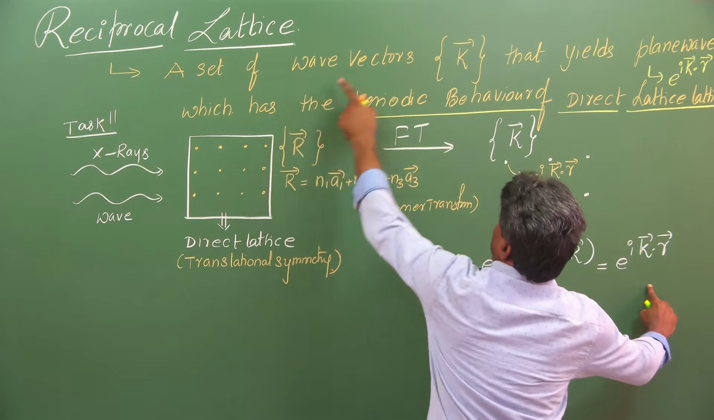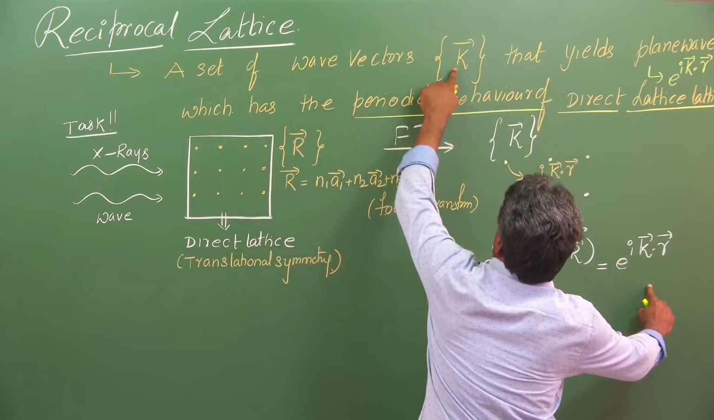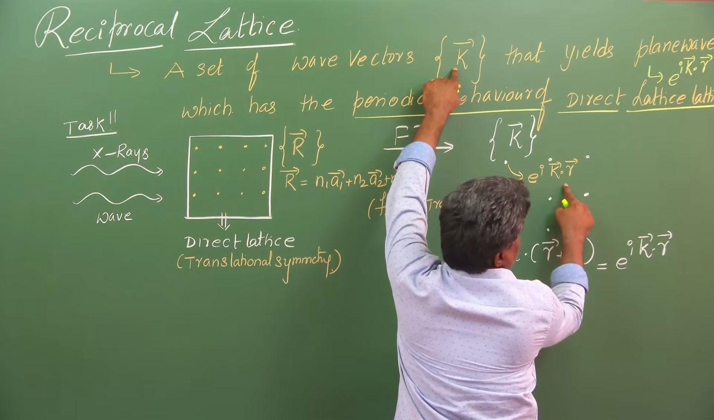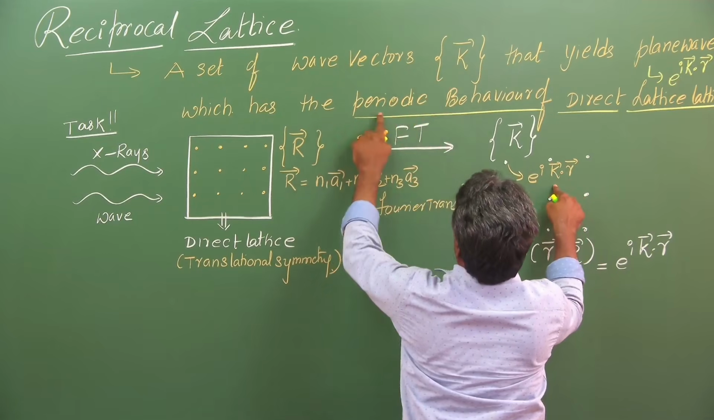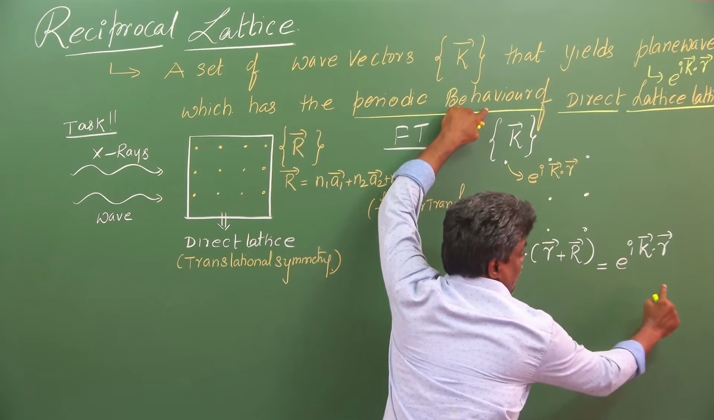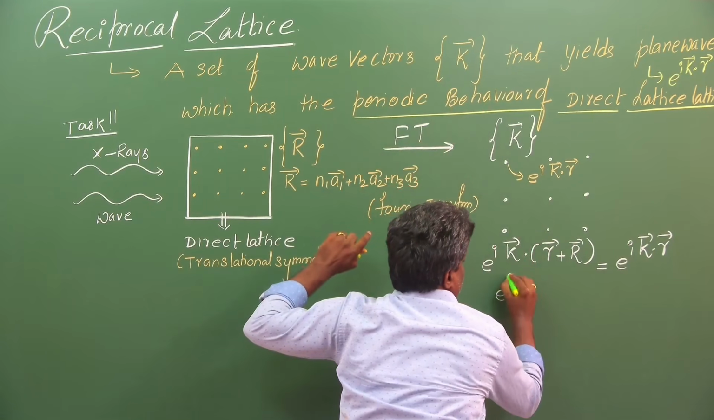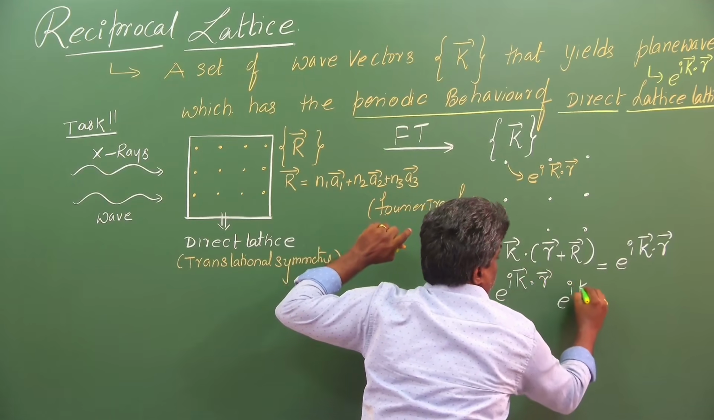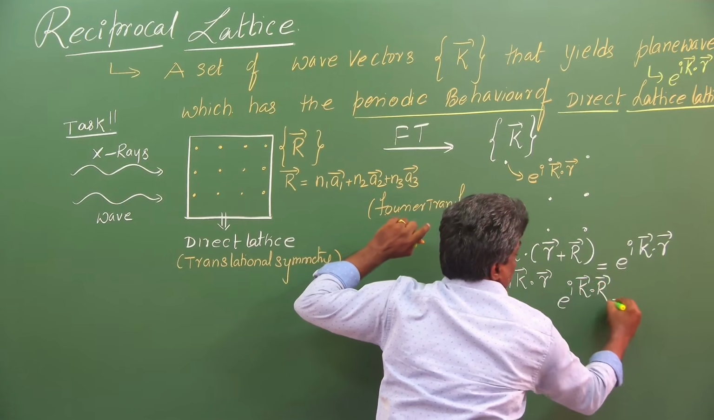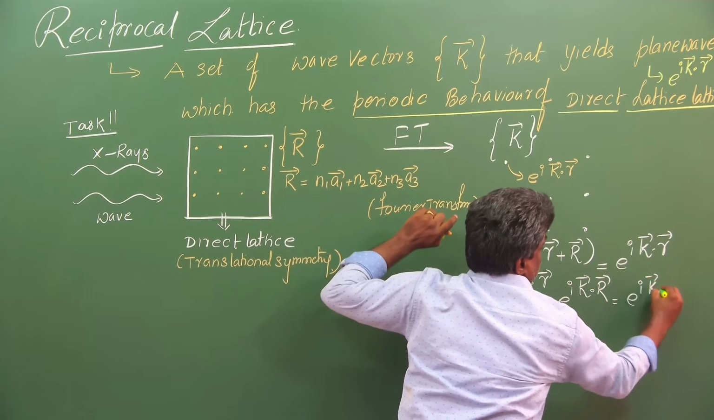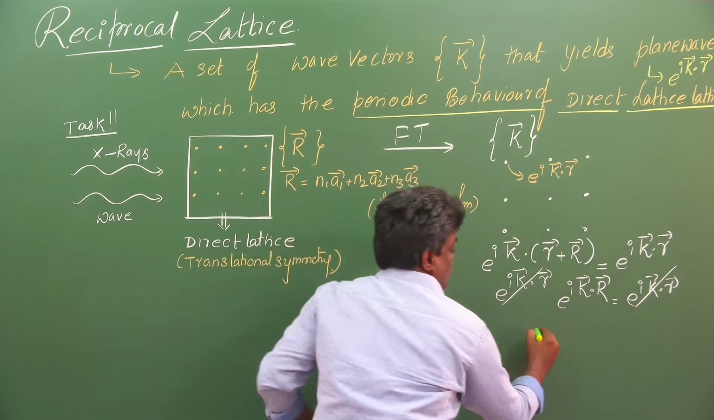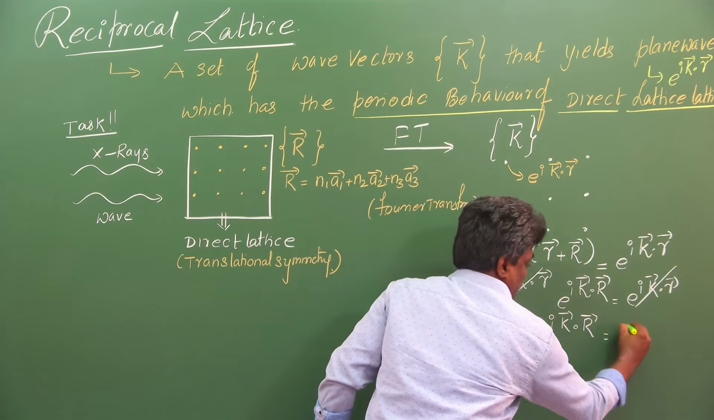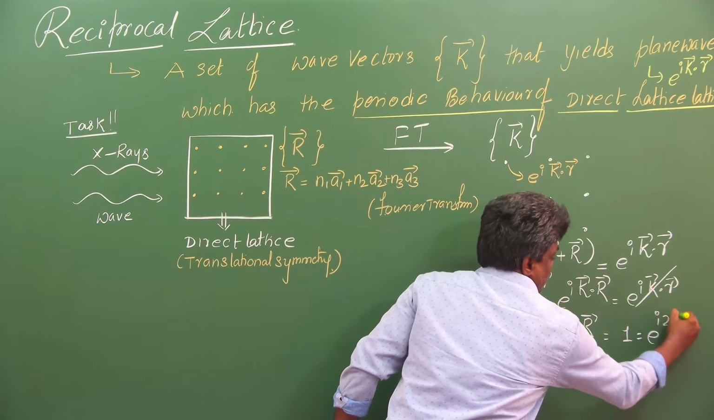I hope everybody understands the meaning of this definition. A set of wave vectors k yields a plane wave. Each point represents a plane wave, and that plane wave should have the periodic behavior. This is the periodic behavior. Everyone see: e raised to i k bar dot r bar times e raised to i k bar dot capital R bar equals e raised to i k bar dot r bar. Shall I cancel these two? Then e raised to i k bar dot R bar equals 1.